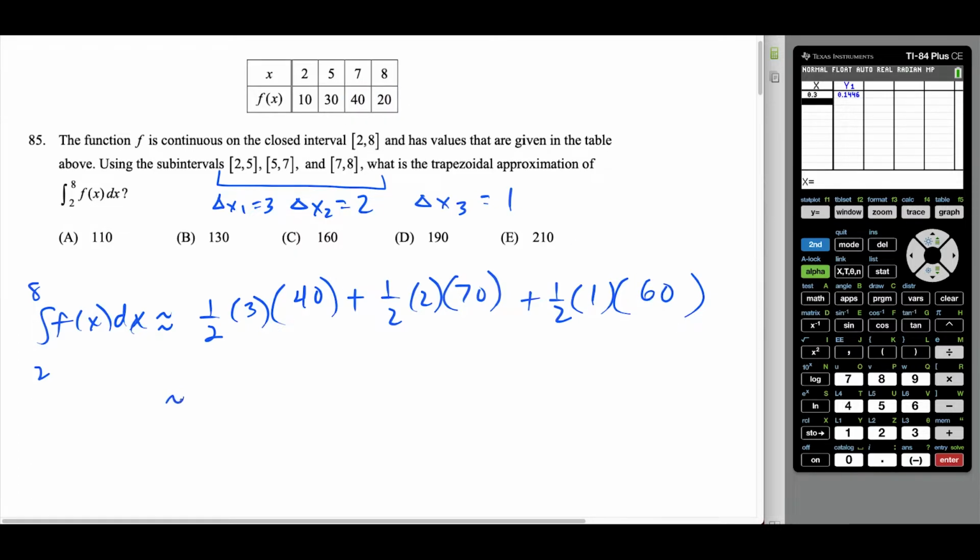So then we could use a calculator for this, but this isn't too bad to simplify by hand. This is just going to make 20, and then 20 times 3 is 60. And then we have plus 1/2 and 2 cancel, we have 70, plus 1/2 of 60 is 30. So this is going to simplify to 160. So 85 is going to be choice C.